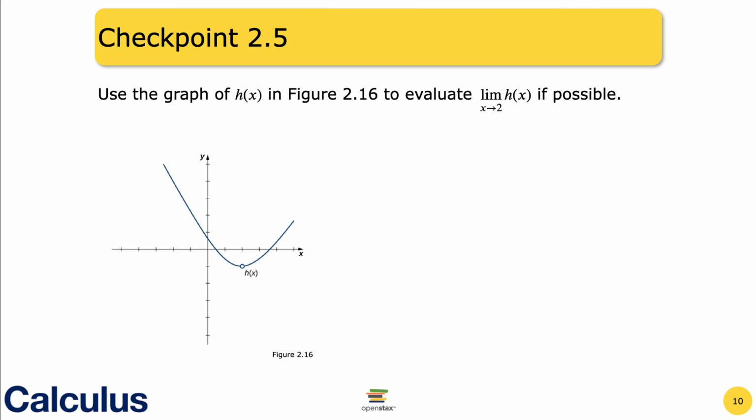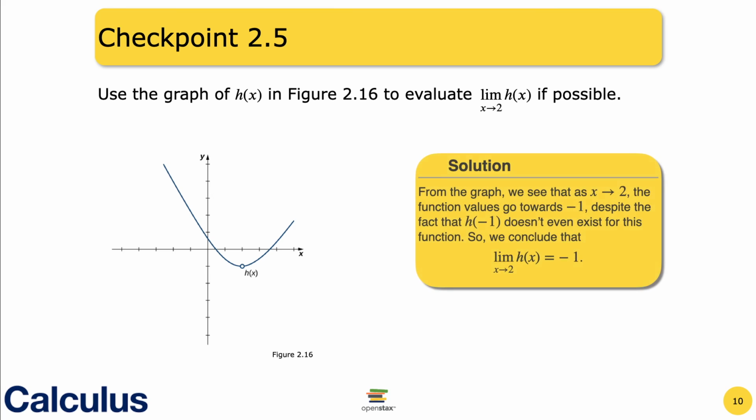Checkpoint 2.5. Use the graph of h of x in figure 2.16 to evaluate the limit as x approaches 2 of h of x, if possible. Pause the video and attempt this problem. Now that you've attempted the problem for yourself, let's look at the answer. The limit as x approaches 2 of h of x is equal to -1.